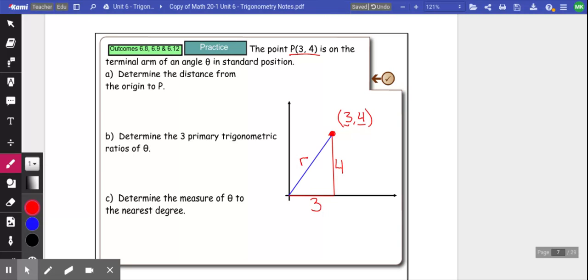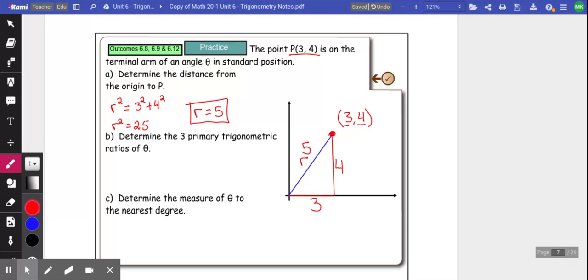The first thing you should have done was Pythagorean Theorem to figure out that R value. So you should have R squared equals 3 squared plus 4 squared. You should have had R squared equals 25. You should have square rooted both sides to get R equals 5. And now we have our triangle.